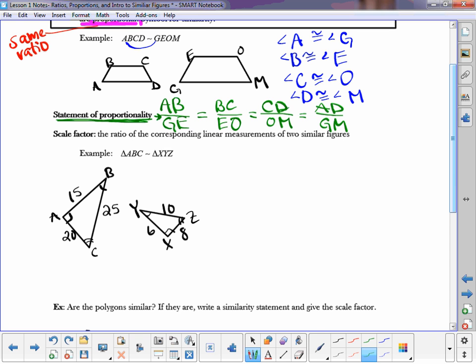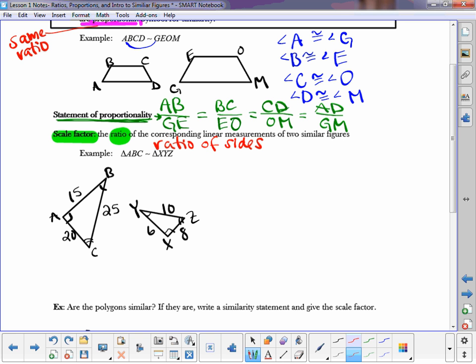Alright, so now our scale factor. Our scale factor is the ratio of the corresponding linear measurements of two similar figures. Let's translate that. First of all, we see it's a ratio. And then it says corresponding linear measurements. Linear measurement, that's just saying the distance or the length of it, of two similar figures. So all this is saying here is that this is the ratio of the sides. Or if you would, side lengths, we're talking about actual numbers. So the ratio of our sides.